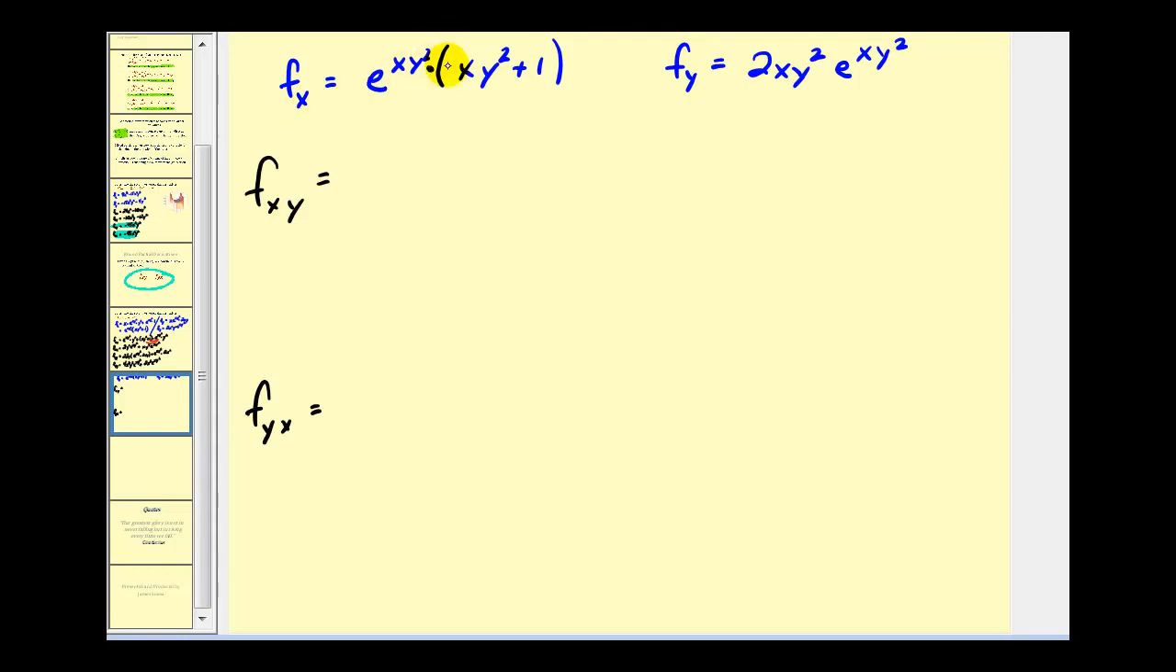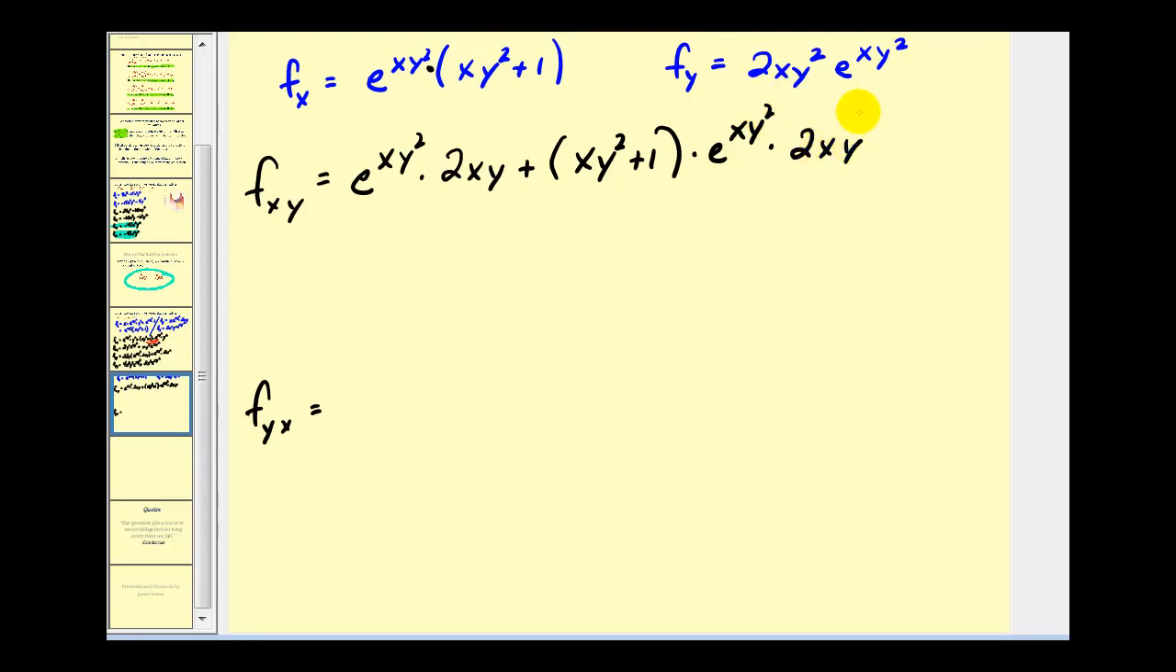So again, we'll have the product rule. We'll have e^(xy^2) times the derivative of this with respect to y. So we'll have 2xy, plus the second times the derivative of the exponential. So we'll have e^(xy^2) times the derivative of the exponent with respect to y, which will be 2xy.